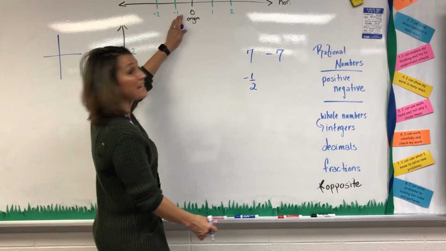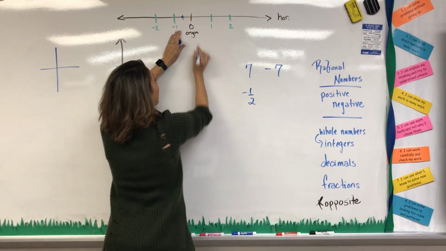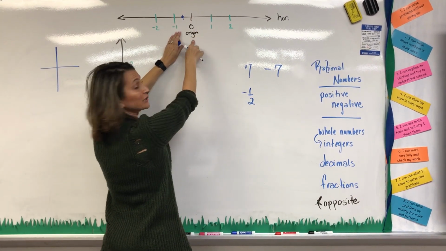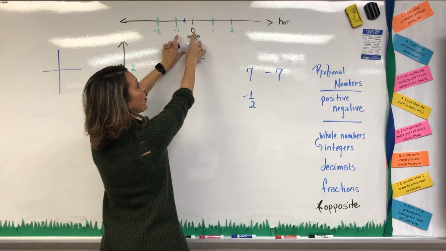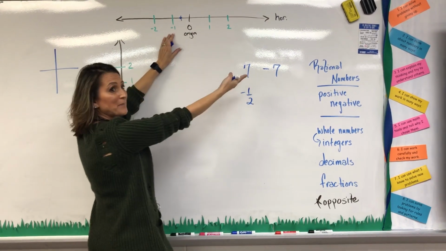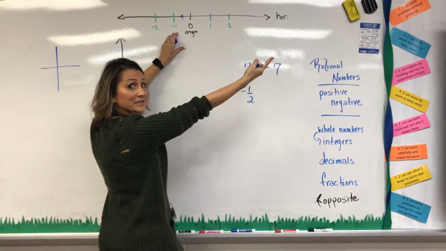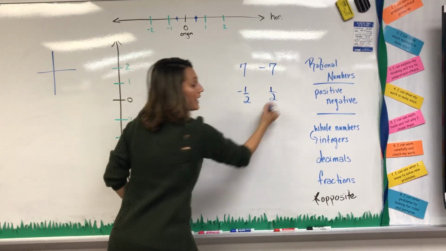Well, if I can put a negative half on a number line, which would be located right about there, there is 0. That's our origin where we always start. I'm going to go halfway between 0 and a negative 1. That's my negative half. Well, what's the opposite of that on my positive side of the number line? Well, it would be a positive 1/2.